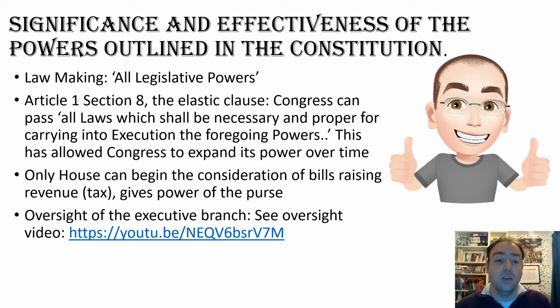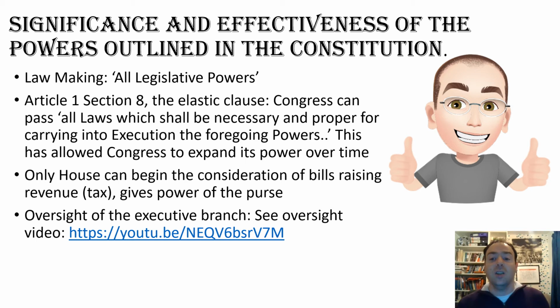Significance and effectiveness of powers outlined in the Constitution. Well, there are lots of powers outlined in the Constitution. I'm going to talk about a lot of them very briefly. So they have all legislative powers as given to them in Article 1 of the Constitution. Article 1, Section 8 is known as the Elastic Clause. Congress can pass all laws which shall be necessary and proper for carrying out execution of the foregoing powers.